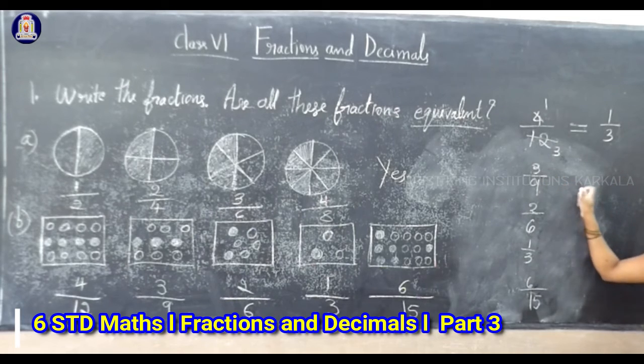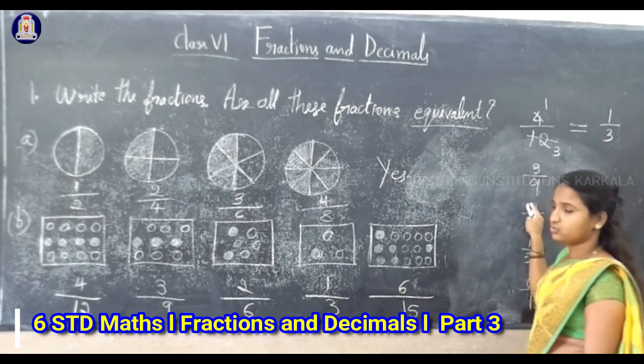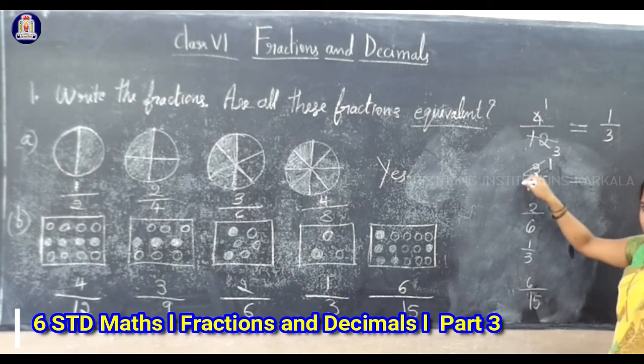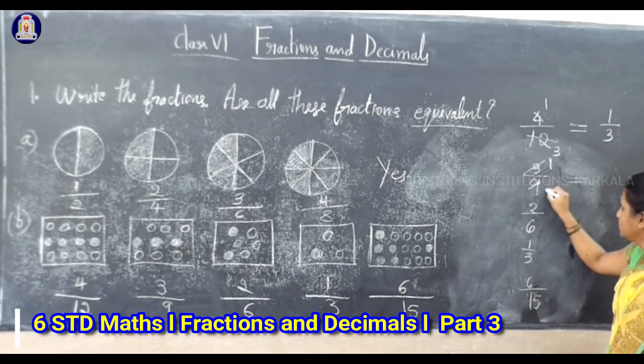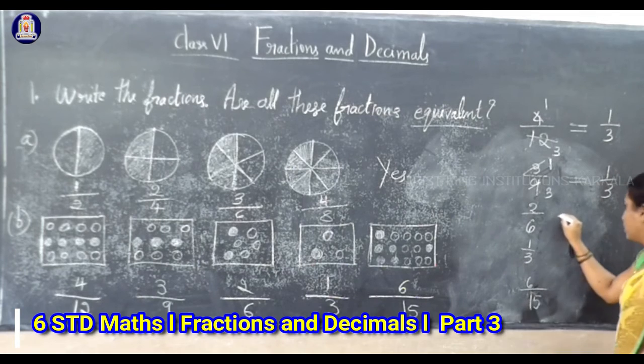Okay. Now 3 by 9. These 3 and 9 we can see in the 3 table, isn't it? Yes. So 3 divides. 3 ones are 3. 3 ones are 3. 3 threes are 9. Is it correct? Yes. So the answer is 1 by 3. So for the first fraction and second fraction we got the same answer. We'll check the third one now.